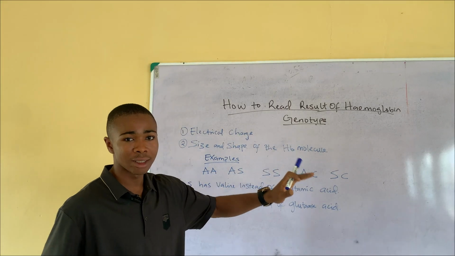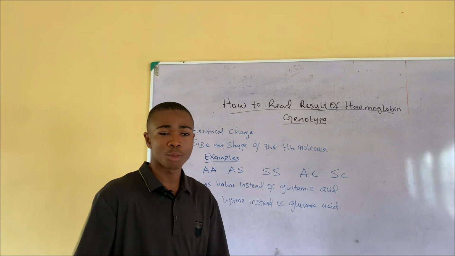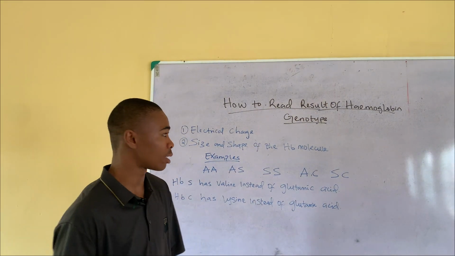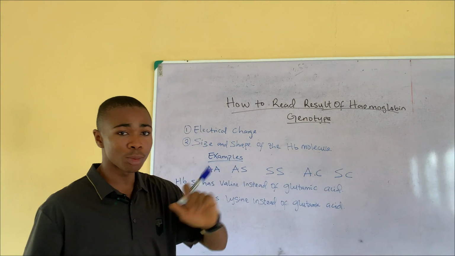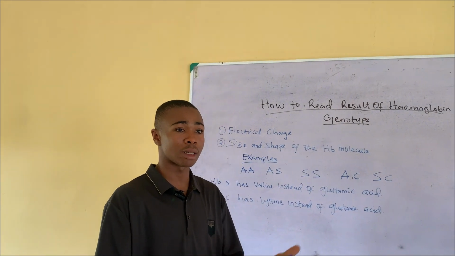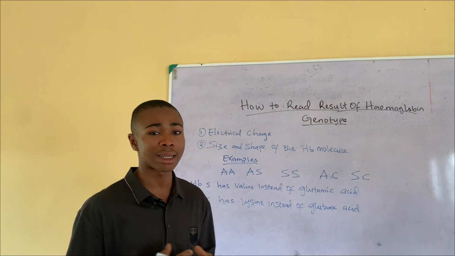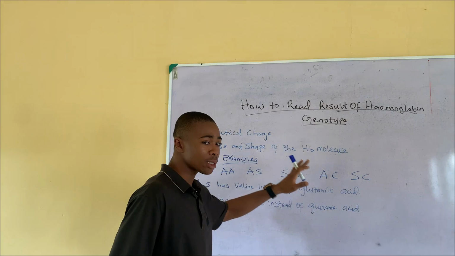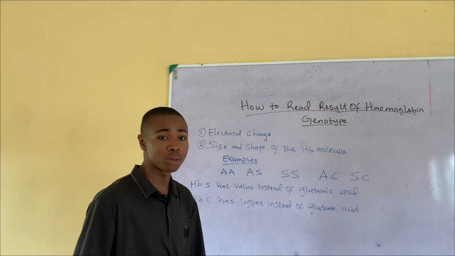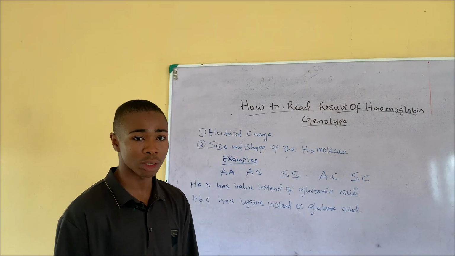So firstly, you should understand what hemoglobin is. Hemoglobin is a protein present in the red blood cells that transports oxygen. When it is on the electrophoresis machine or on the acetate paper, it migrates through electric charges. So in the first stage, it migrates through electric charges. In the second stage, it migrates through the size and the shape of the hemoglobin molecule.